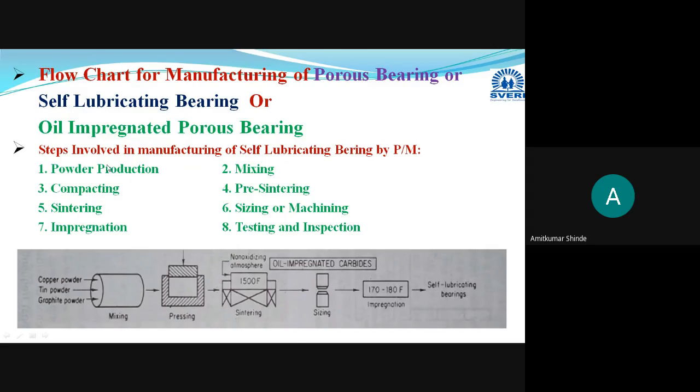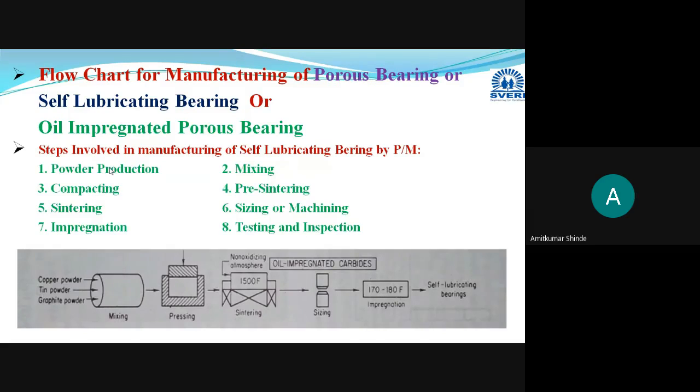Now the first stage is the powder production. This is a very important part: here you have to write the exact composition which you are going to use for manufacturing this self-lubricating bearing. Arjun, this bearing can be manufactured with the help of brass, then bronzes. You can use different kinds of brasses and different kinds of bronzes. You can also use iron or aluminum alloys. But generally, we use bronze for manufacturing this bearing.